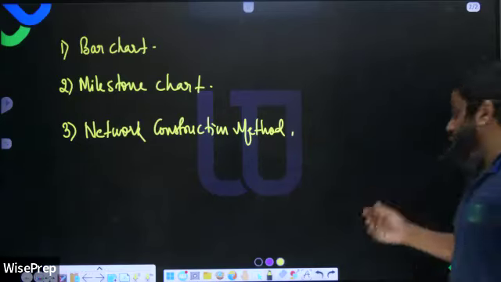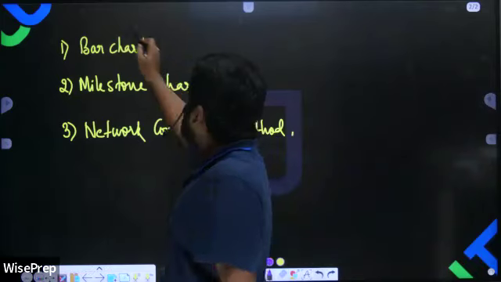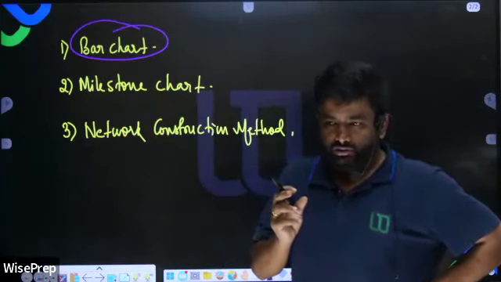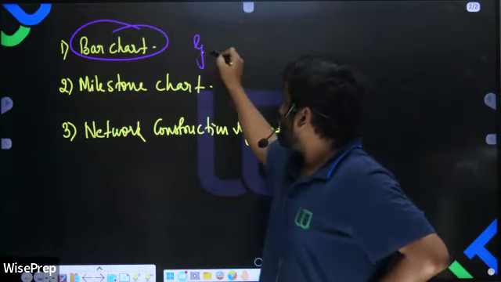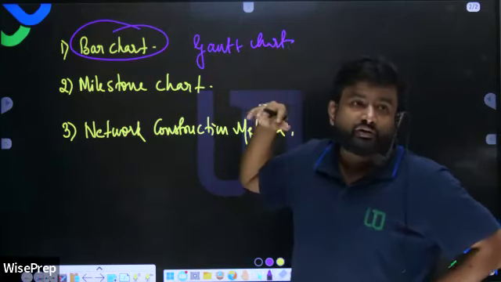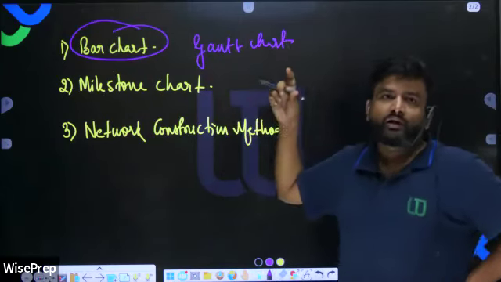Now let's see here. First, what is a bar chart? Basically, a chart is a pictorial representation. It is also known as the Gantt chart, because it's given by Henry Gantt.